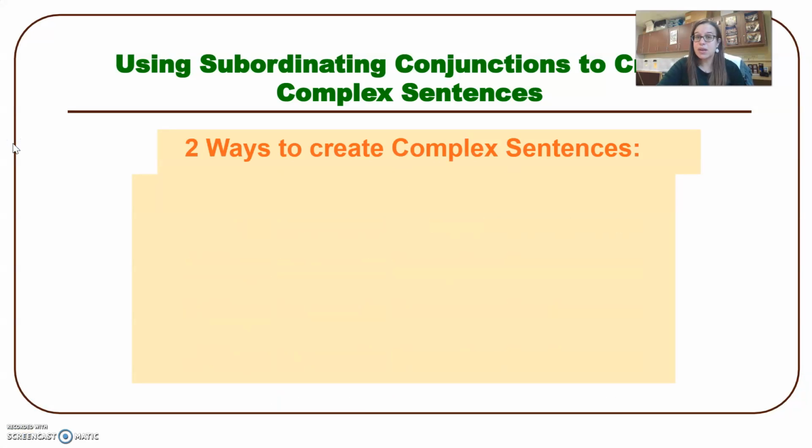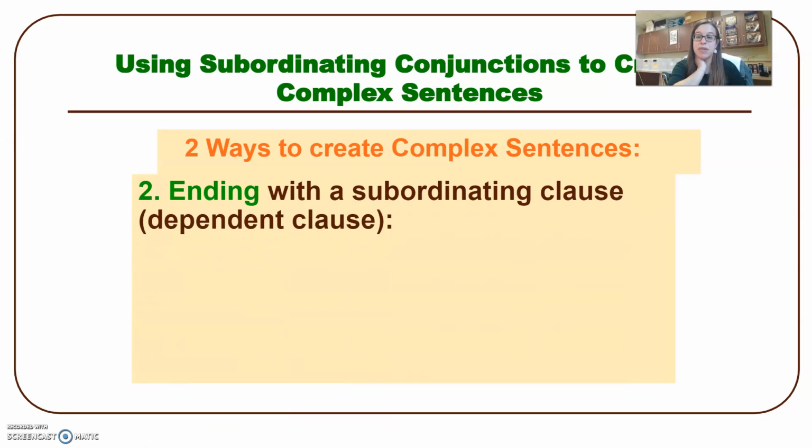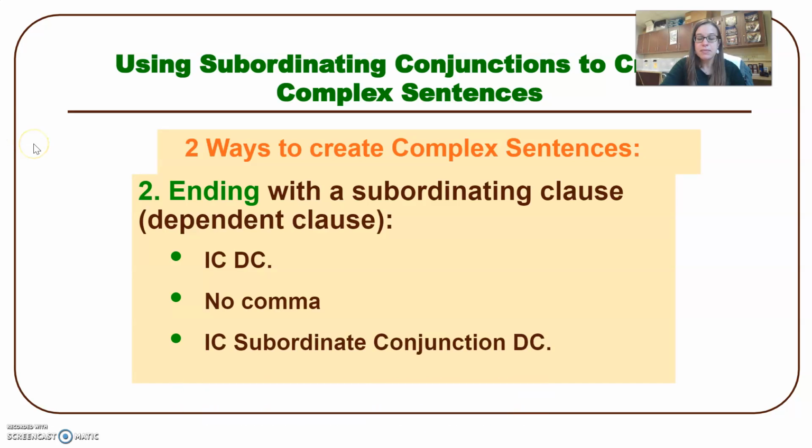Like I said, there are two ways to create a complex sentence. Here's the second way. You end with a subordinating clause. So you end your sentence with that dependent clause. So it looks like this: IC, DC. No comma. This is the difference you're going to have to memorize. So there's no comma when you end with the dependent clause and start with an independent clause. It looks like this: independent clause, subordinate conjunction, dependent clause. So, I took a nap after I went to school.